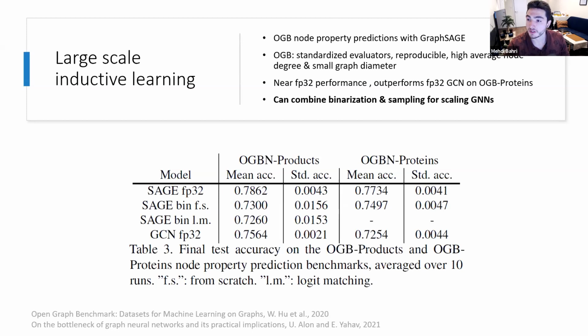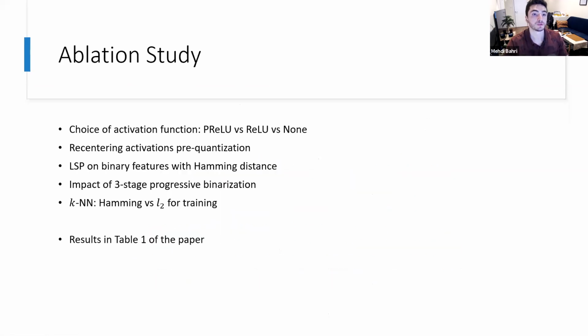In all cases, we achieved near floating point performance. Interestingly, on OGB proteins, the binary GraphSAGE outperforms the floating point GCN in terms of accuracy. And so this shows that we can combine binarization and sampling for scaling GNNs. So now onto the ablation study.